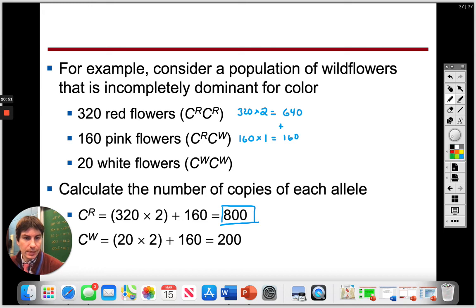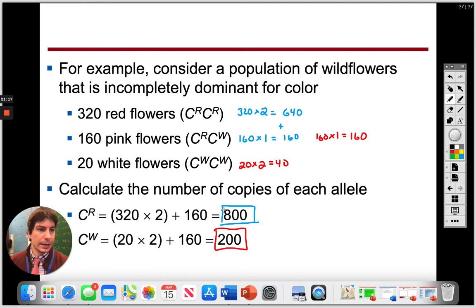Let me do the other ones in red. We don't have any recessive alleles for the homozygous dominant. We do have 1 for each of our pink flowers. And we do have 2 for each of our white flowers, but there's only 20 of them. So we add those numbers up, and that's how they got the 200 down there.